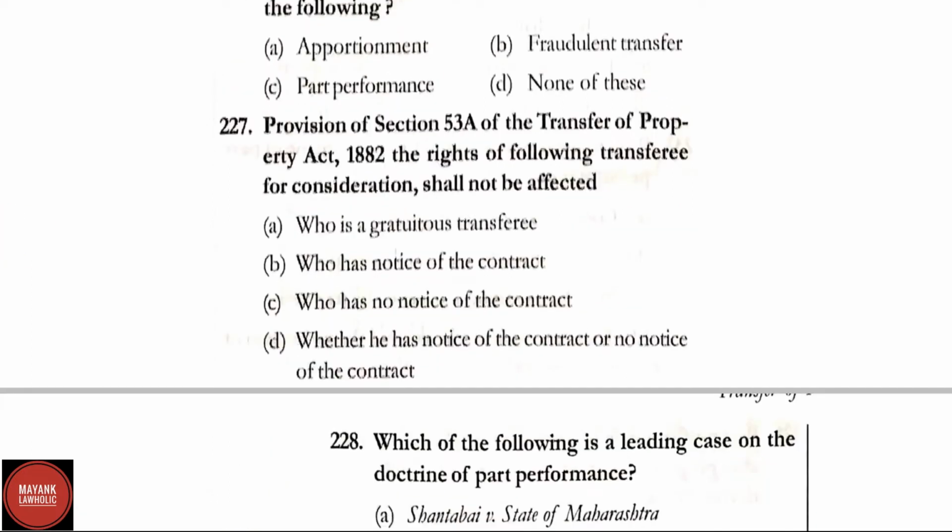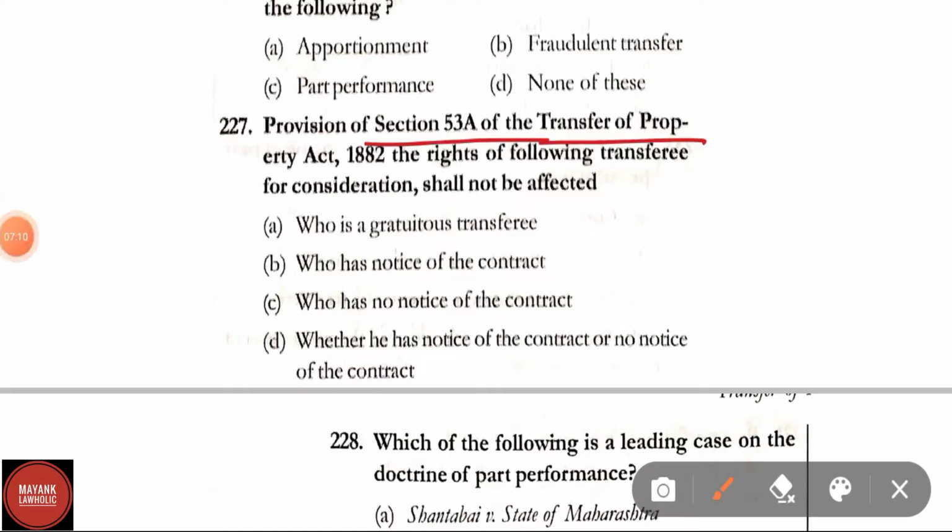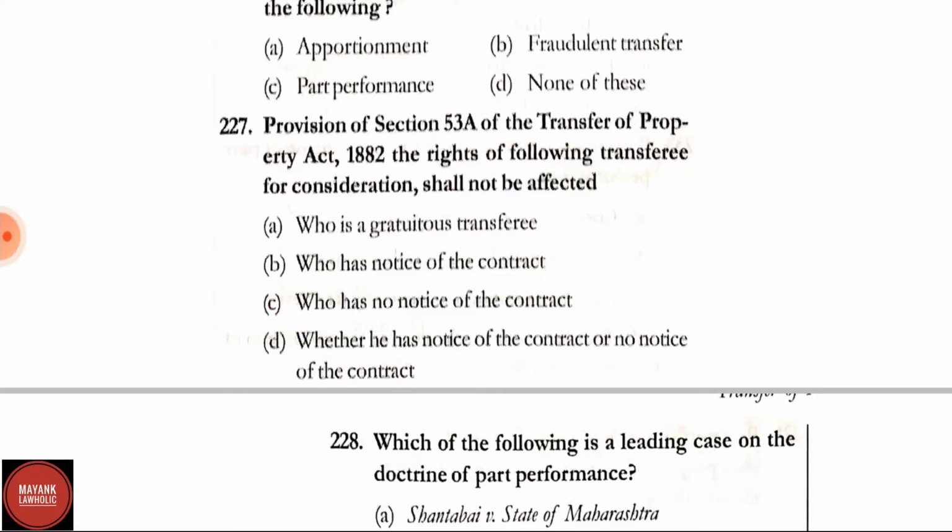Question number 227. Provision of section 53 of Transfer Property Act. The rights of the following transferee for consideration shall not be affected. Options are: who is a gratuitous transferee, who has notice of the contract, who has no notice of the contract, whether he has notice of the contract or no notice of the contract. Correct answer is option C, who has no notice of the contract.